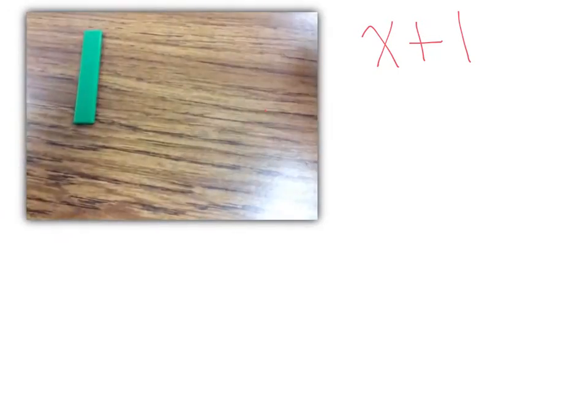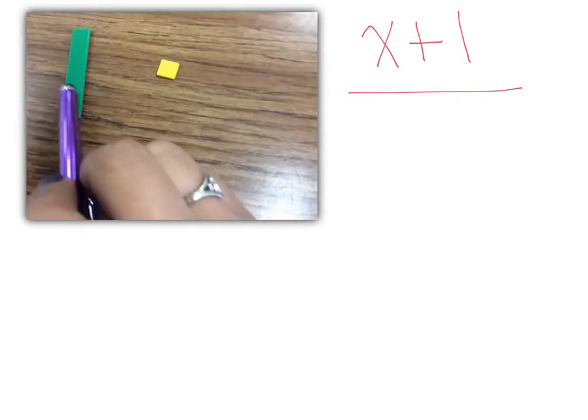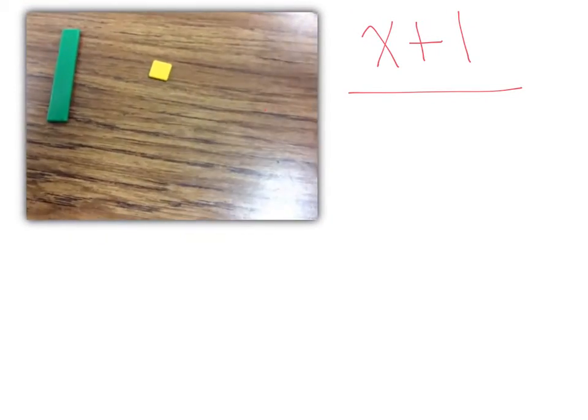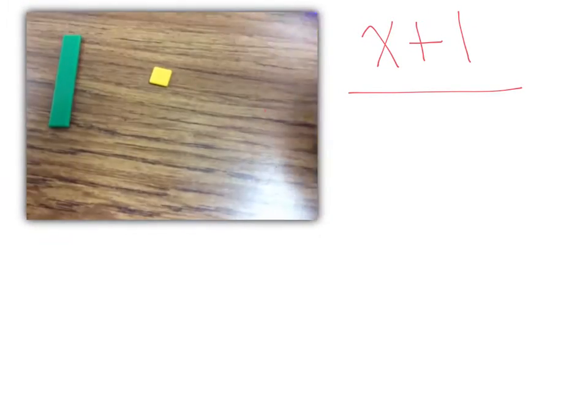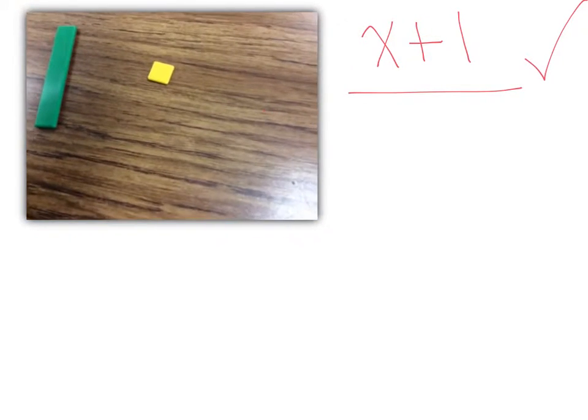Okay, so the first problem that I want to try to model is x plus 1. So if you remember, here's my x term, and here is my constant term. So x plus 1 would look just like this. This is already simplified because there is no other term that I can combine with this x or with this constant to simplify this anymore. So this would be considered a simplified expression.